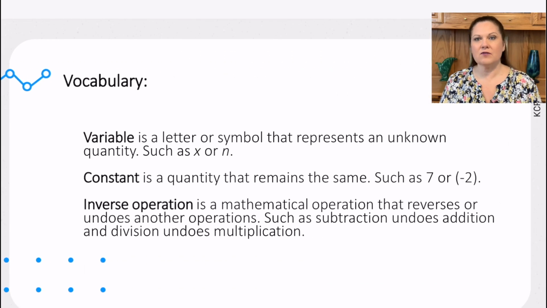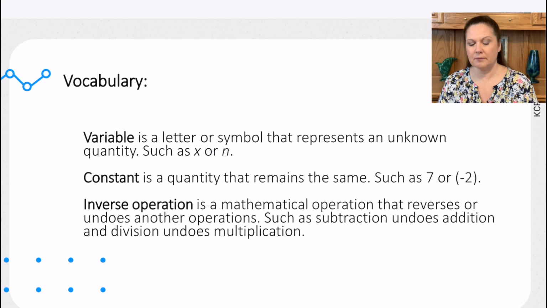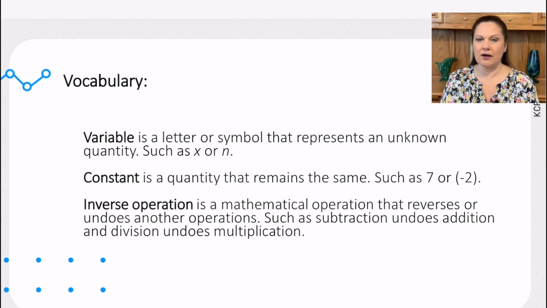Let's take a look at some vocabulary before we get too far. A variable is a term that represents an unknown quantity. Like I said earlier, X and N are going to be your most common. But sometimes in story problems, we're going to write letters that are the beginning letter of the word. Makes it a lot easier for us to remember what that missing variable actually represents.